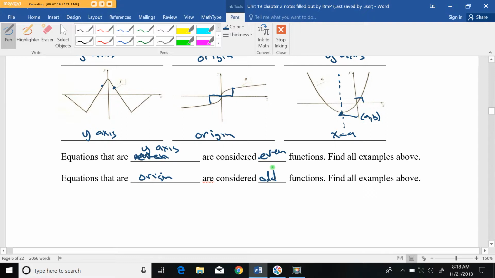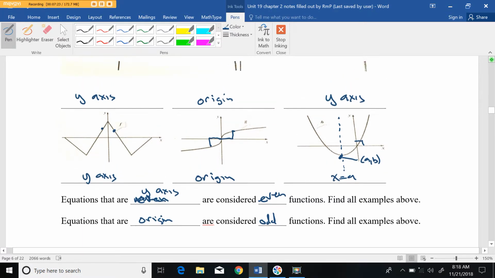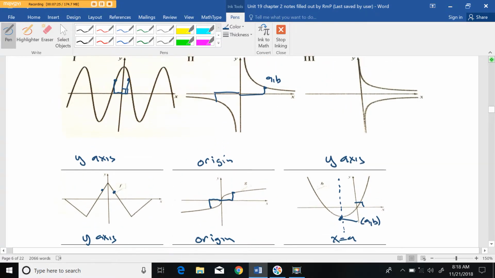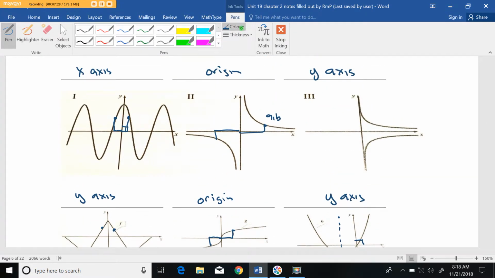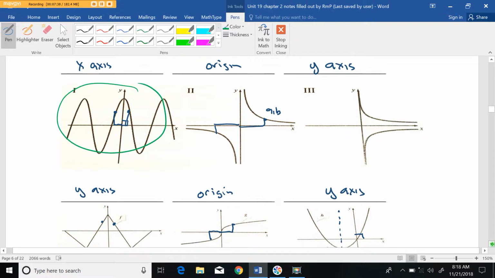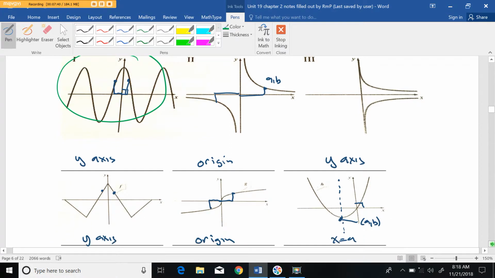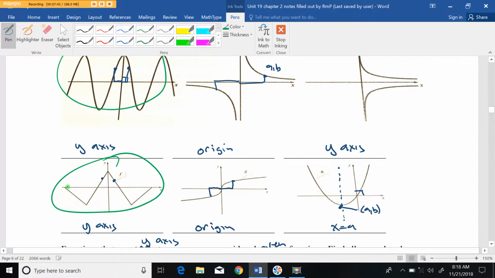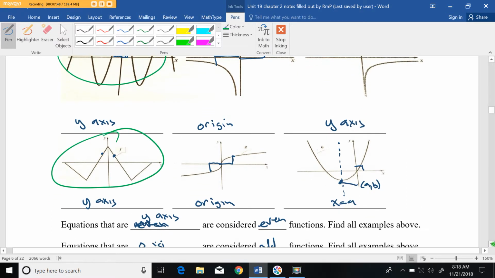Okay, where it says find all examples of even functions, all right, let's do that. I think what I'll do is I'll color code this. We're going to put evens in green. So anything that's symmetric about the y-axis is an even function. That one's an even function. This one is an even function. That's it. All right, let's talk odds here.